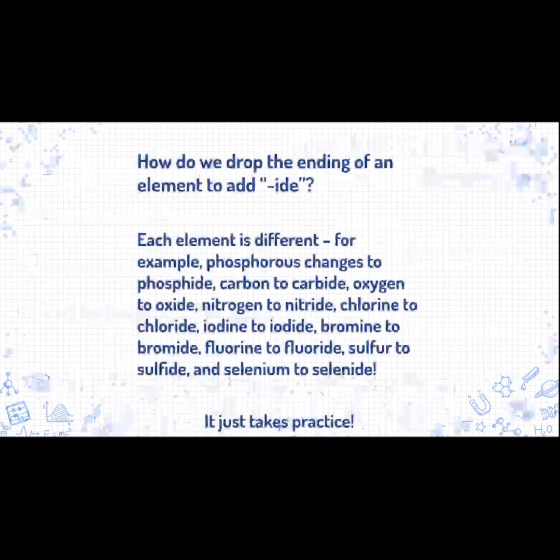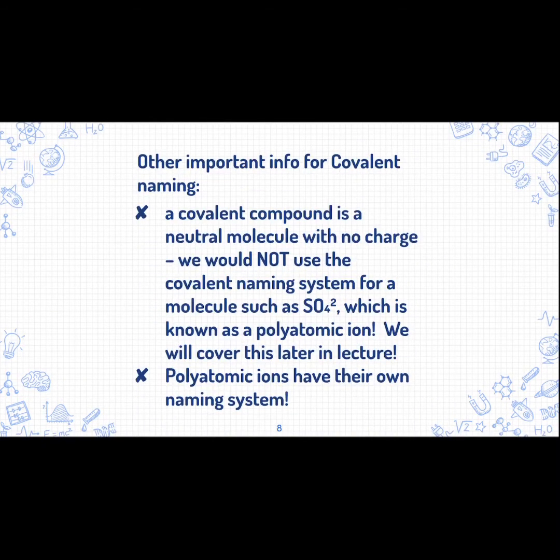Okay, how do we drop the ending of an element to add IDE? This is just something you have to get used to. Every element's a little bit different. There's not a straight out rule for this. So for example, phosphorus changes to phosphide, carbon to carbide, oxygen to oxide, nitrogen to nitride, chlorine to chloride. This is just something that as you do it a lot and you practice, you'll understand it more. It just takes practice.